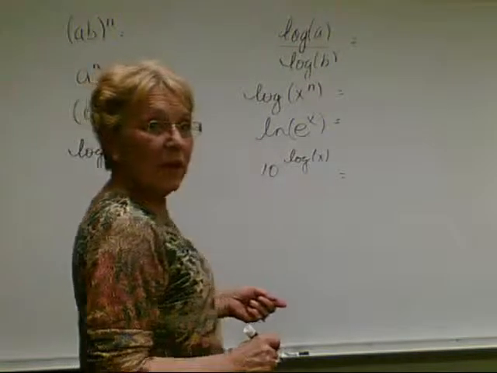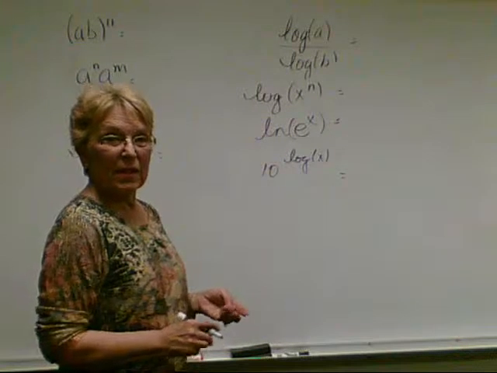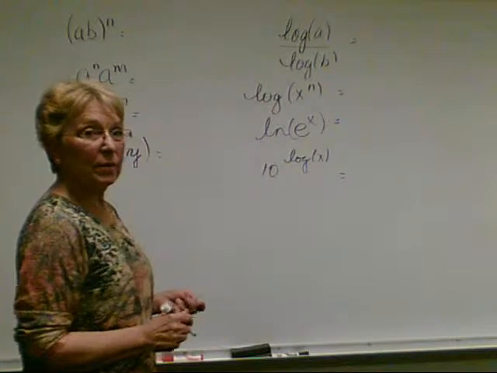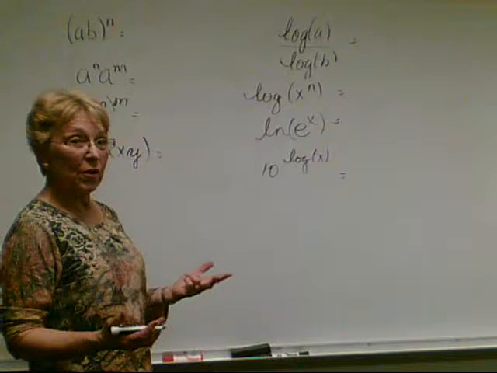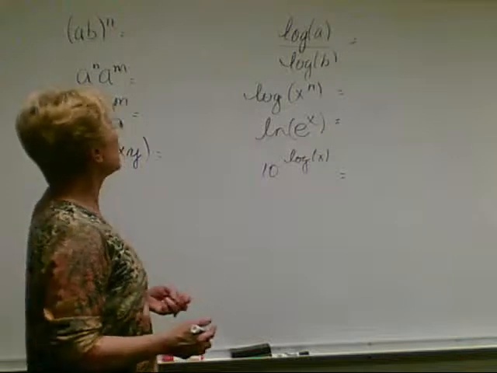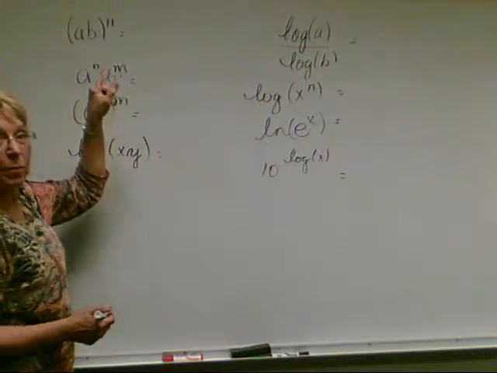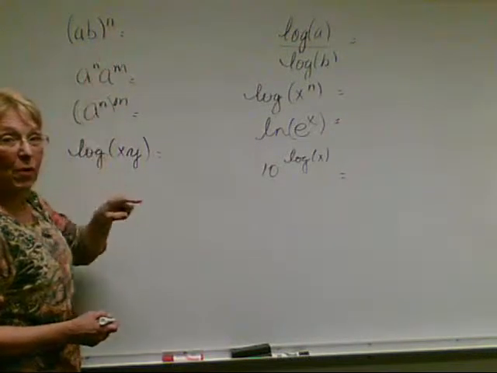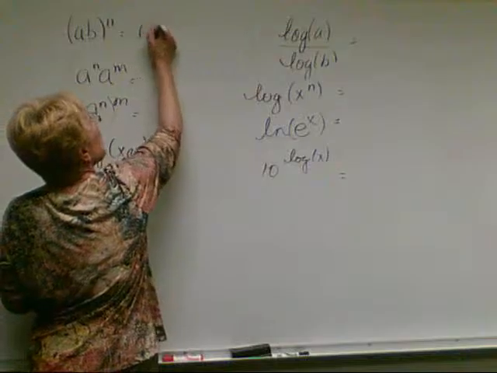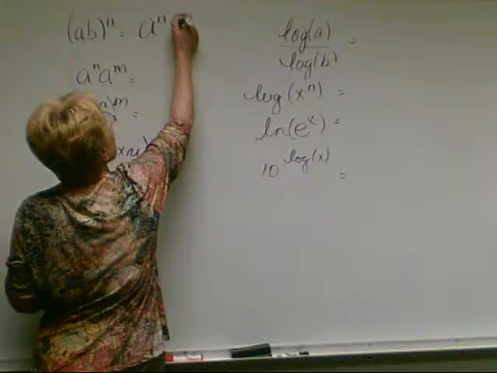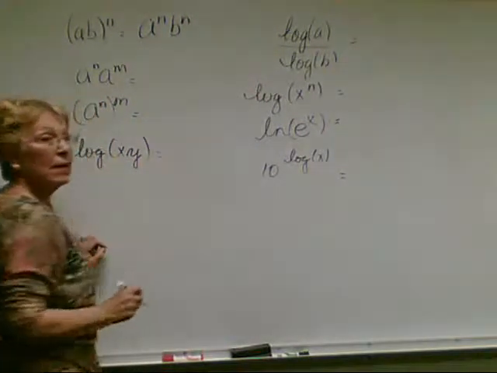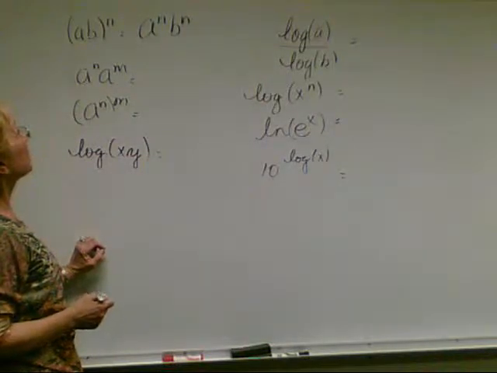Some rules of logarithms and exponents that y'all just need to know, and then once you know them, you won't have to memorize them because you'll be using them. The first one says we have two things multiplying each other, both of which are raised to a power. So that means each one feels the effect of that power, and they're still multiplying each other.